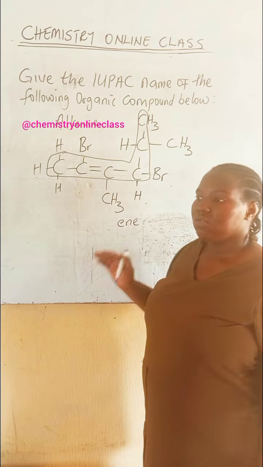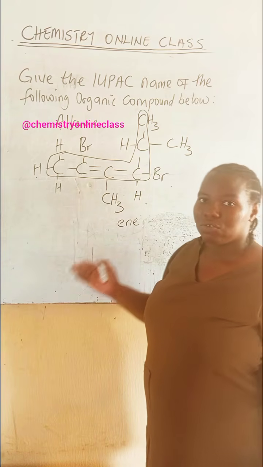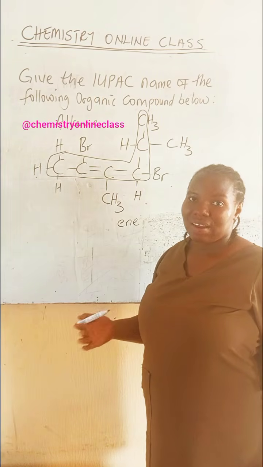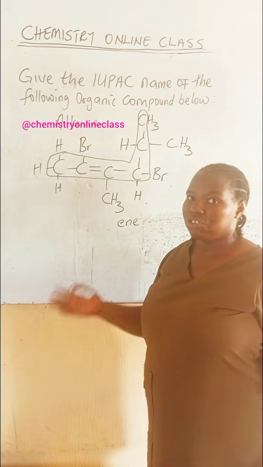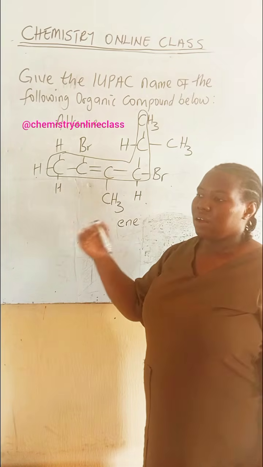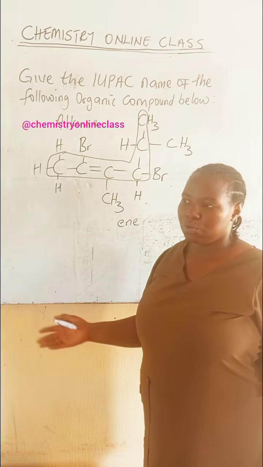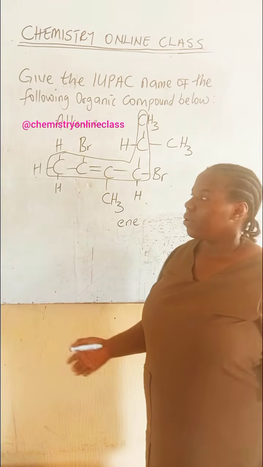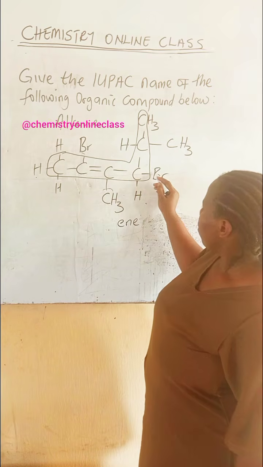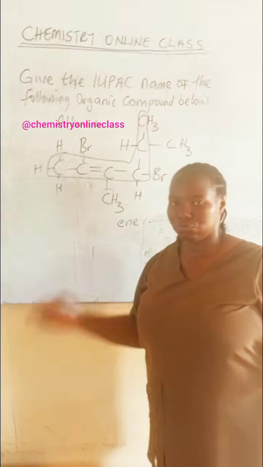Now the next rule says identify the substituents. When we talk about substituents, they are groups of atoms or radicals that are attached to the parent carbon chain other than hydrogen. So apart from hydrogen, any other atom or group of atoms that is attached is referred to as a substituent. We also call them attachments. Here we have bromine, we have methyl, we also have bromine here, and we have what? Methyl. So we have 4 substituents.